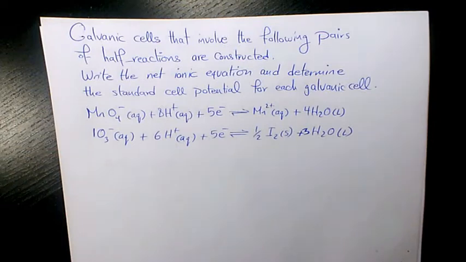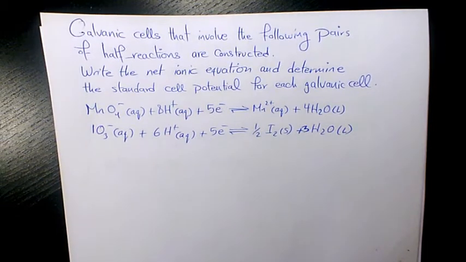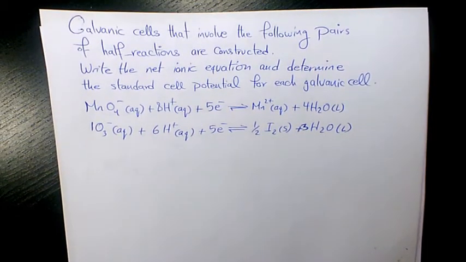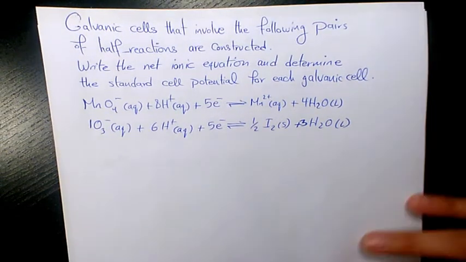Galvanic cells that involve the following pairs of half reactions are constructed. Write the net ionic equation and determine the standard cell potential for each galvanic cell. Let's start with standard cell potential.